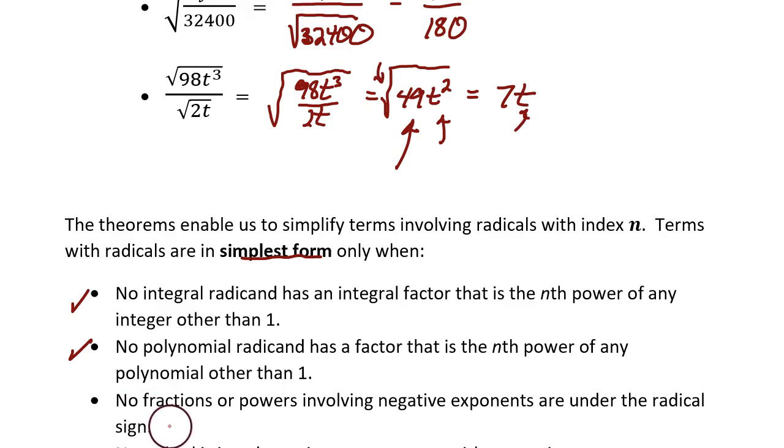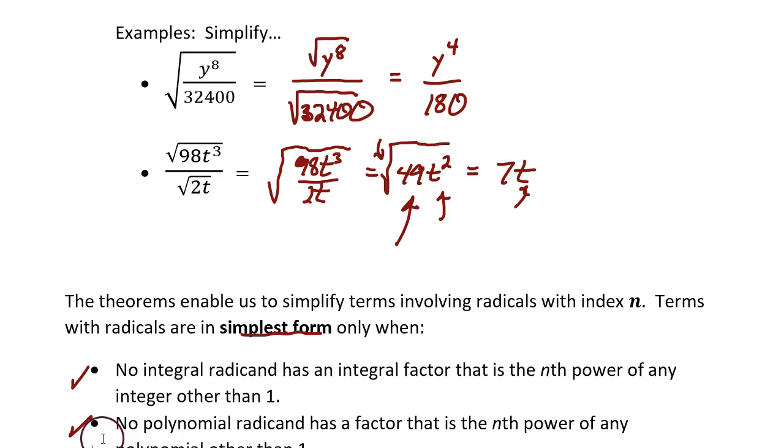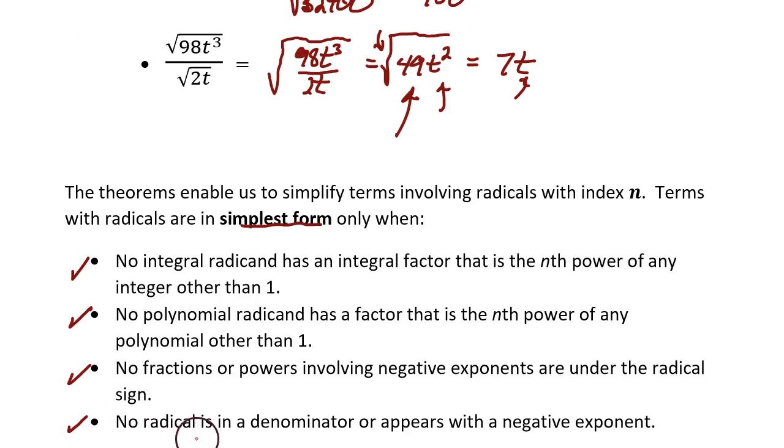The third criterion is that there can be no fractions or powers with negative exponents under the radical sign. That was the rule that we applied for this example. There's a fraction under the radical sign, so this was not simplified. The fourth rule is that no radical can be in the denominator. And that rule applied to that very last example. Because there is a radical in the denominator of this expression, it was not simplified.